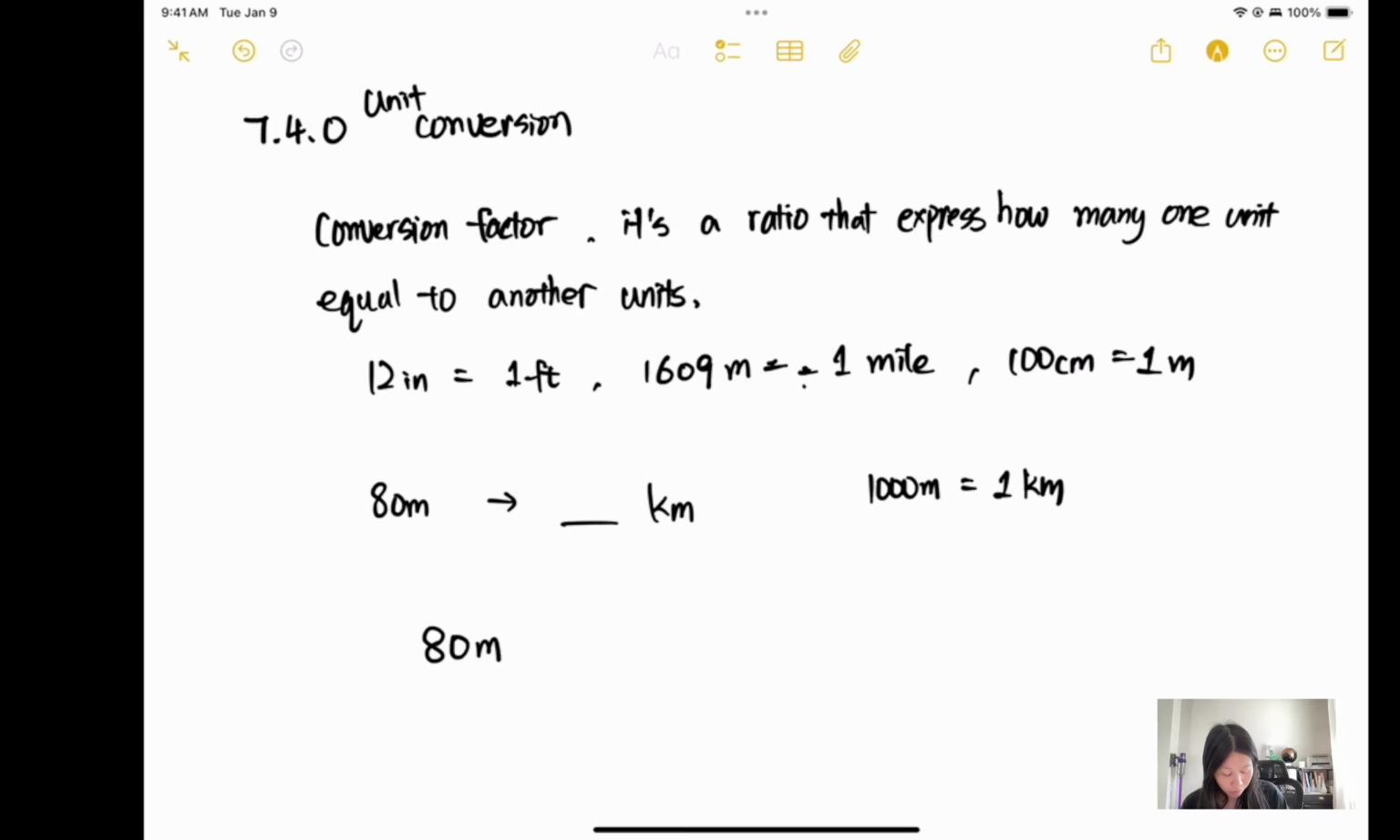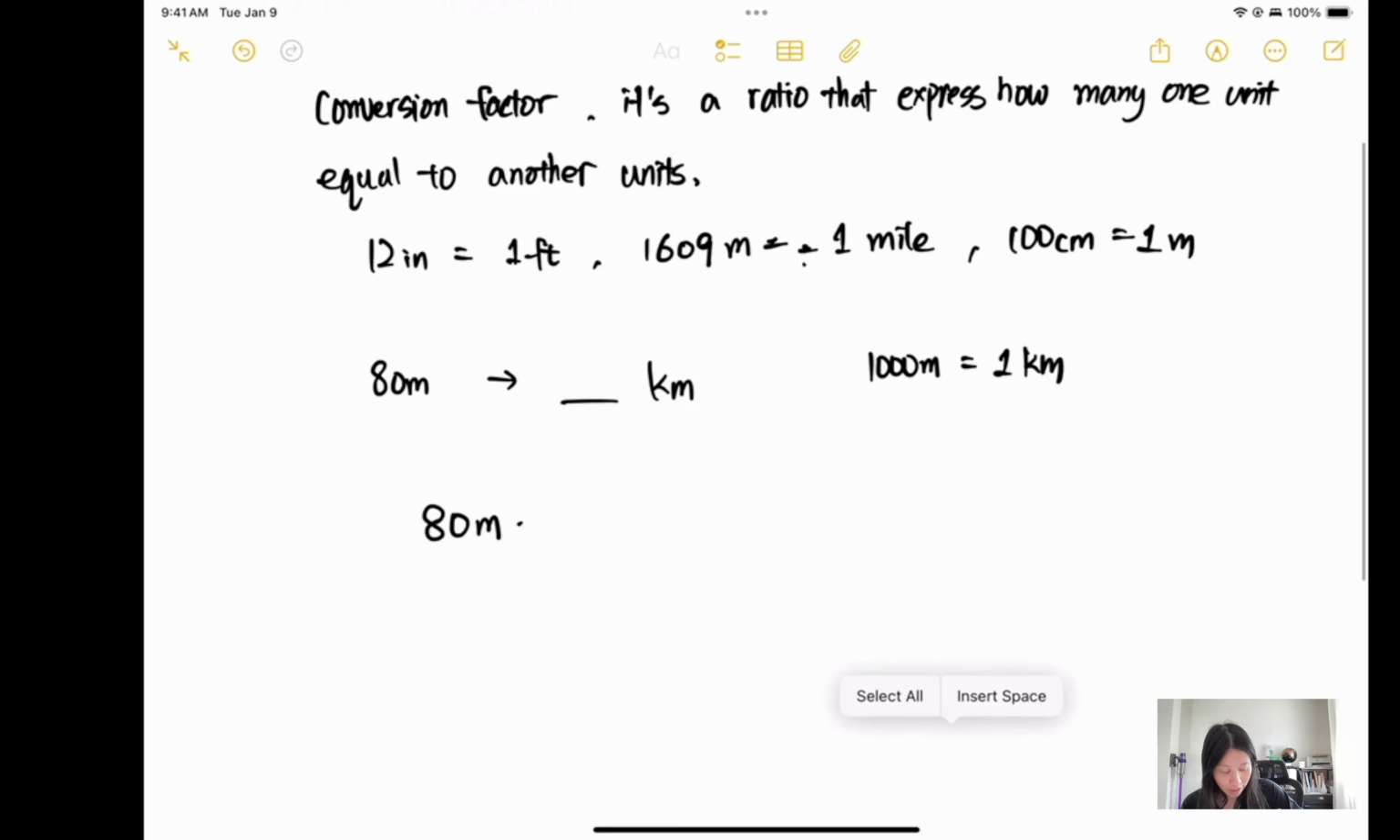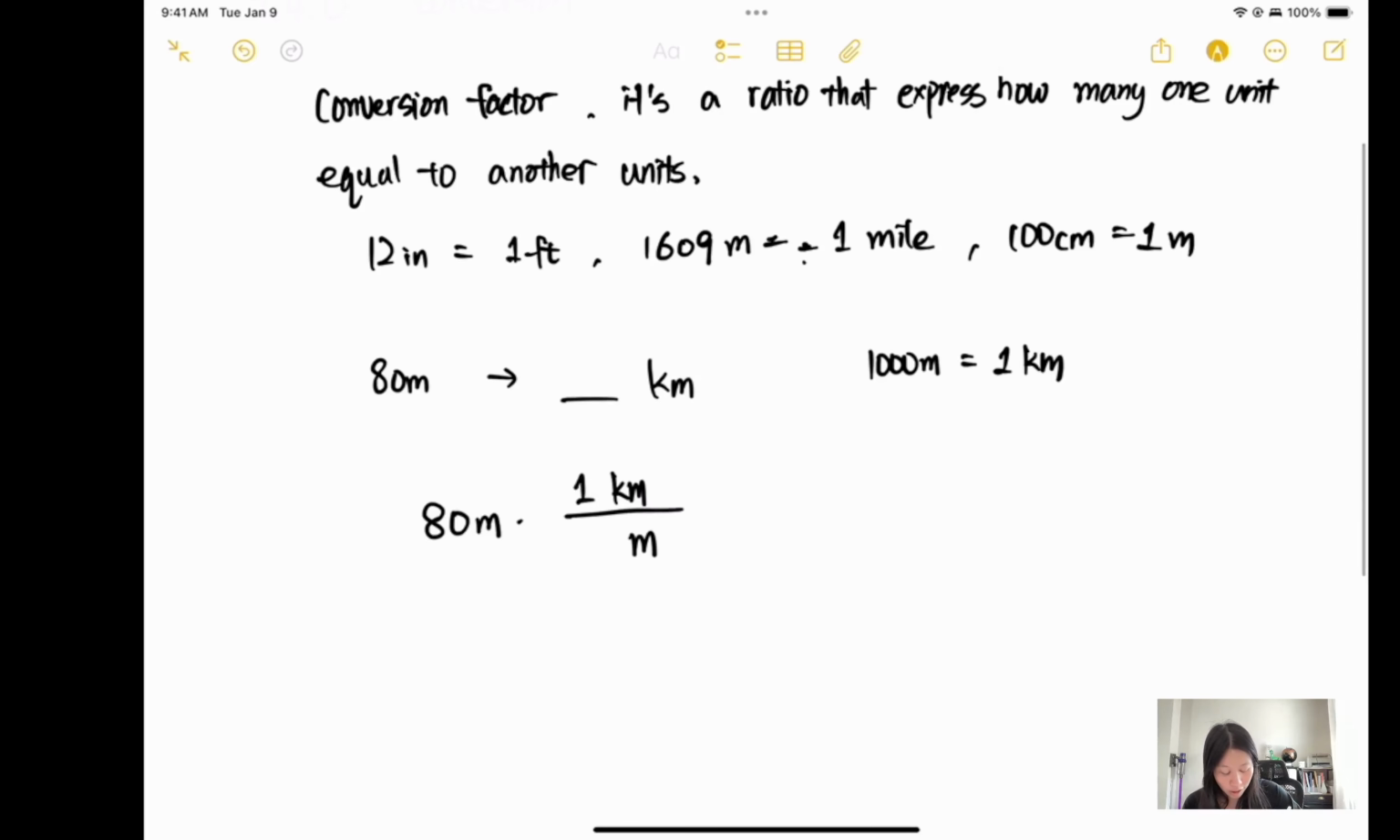800 meters. Now I want to get rid of the meter and keep the kilometer. So I put the kilometer on the top and the meter on the bottom, and then write down the ratio of these two units. This is our conversion factor: 1 kilometer equals 1,000 meters. So we use 800 meters times 1 kilometer over 1,000 meters. Meter and meter get cancelled.